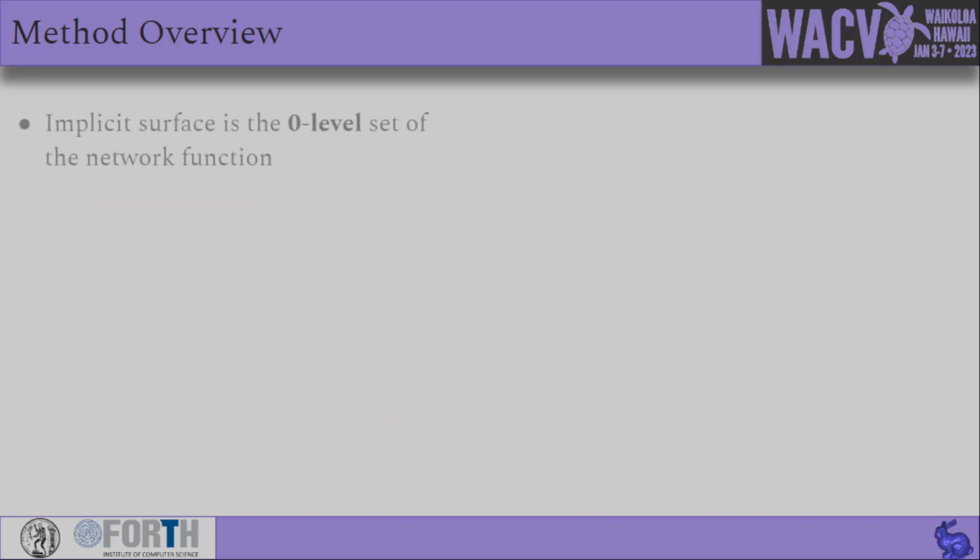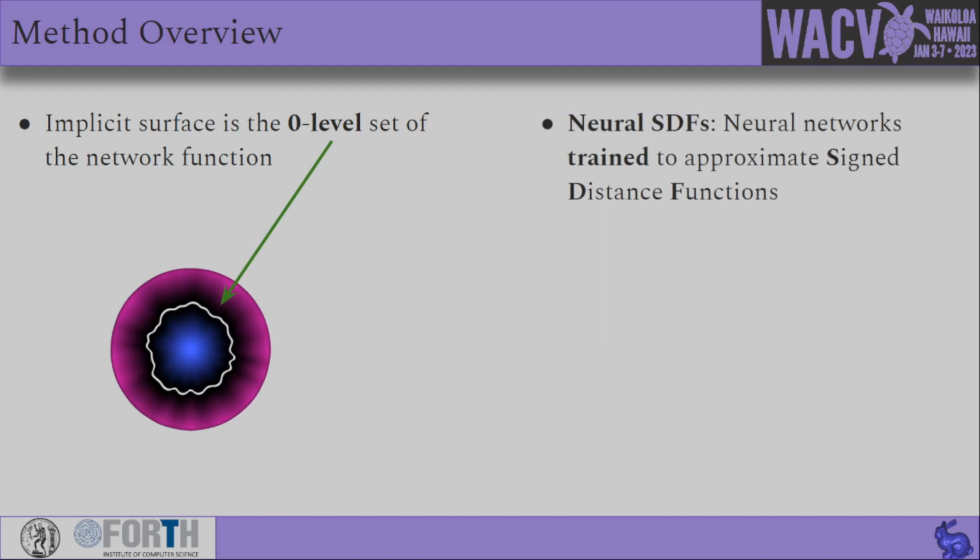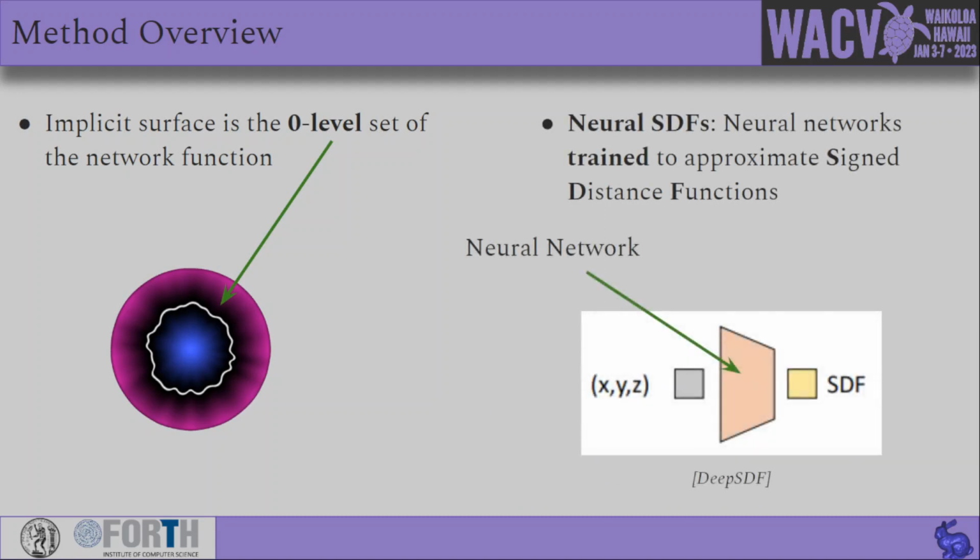We deal with networks which represent the surface implicitly as the zero-level set. Specifically, the networks are trained to approximate the sign-distance function of the surface. Our method aims at providing editing capabilities for these representations.